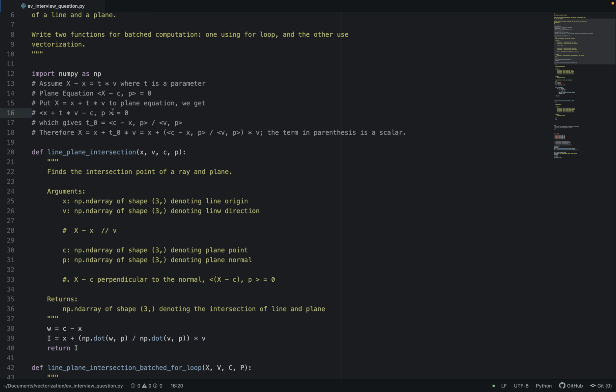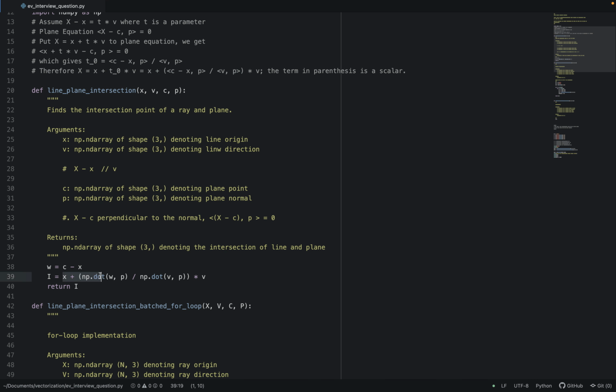Notice that this bracket means dot product. You can do the algebra to get the specific t, which we denote by t naught. It is (c minus x) dot product with p, divided by v dot with p. Once you have computed t naught, you can get the intersection point, that is x plus t naught times v, which is exactly the expression here. So this is the utility function, and we assume that this function is given.